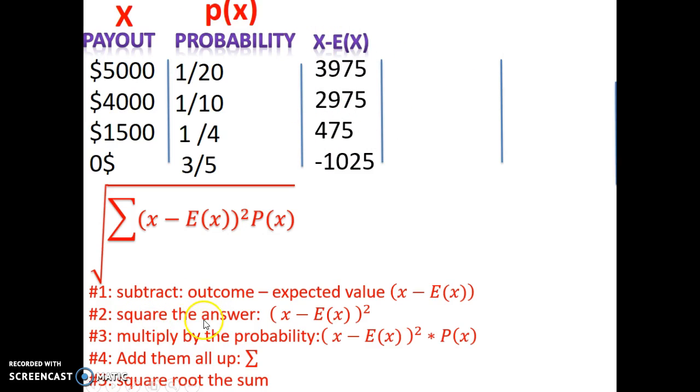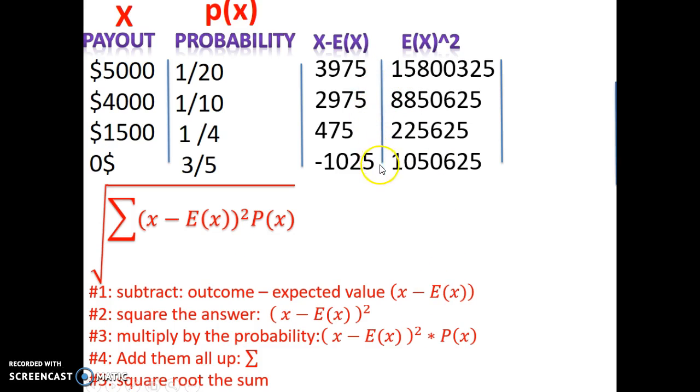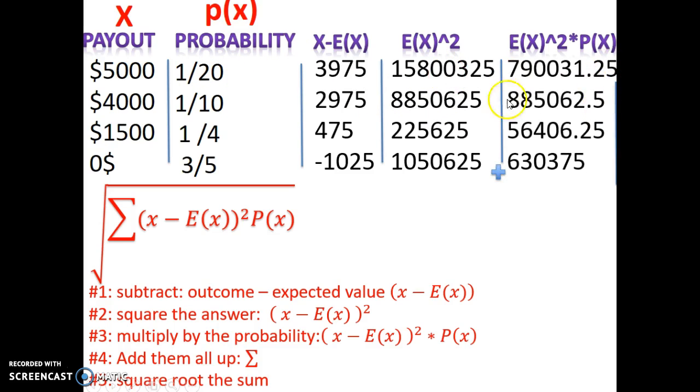Next step, we're going to square the answer. So basically, I'm just building up this equation. I've done this part, now I'm going to square it. So if I square it, I end up with these squares for each of these numbers that I got. The next step right here is I multiply what I've squared by the actual probability right here. And when I do that, I end up with these values right here. Okay? And the final step is to add them all up.